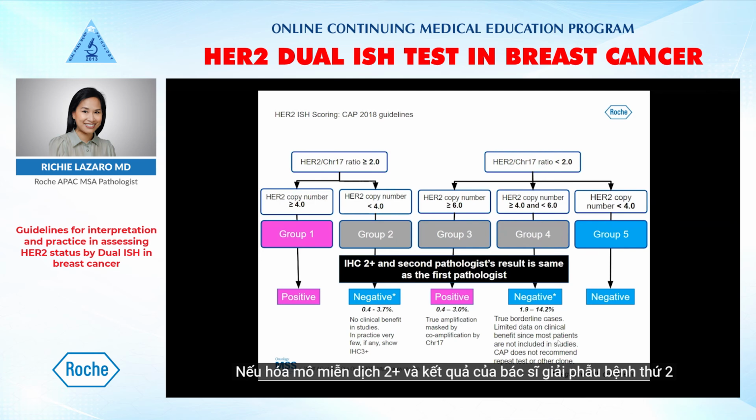If IHC is 2+ and a second pathologist's score is the same as that of the first pathologist, the HER2 result may be finalized with a comment at the bottom of the negative results for either group 2 or group 4.